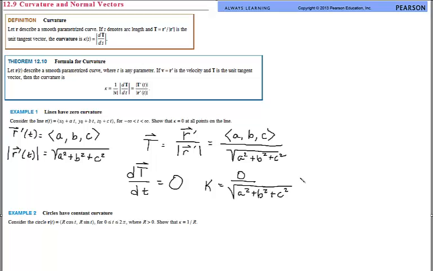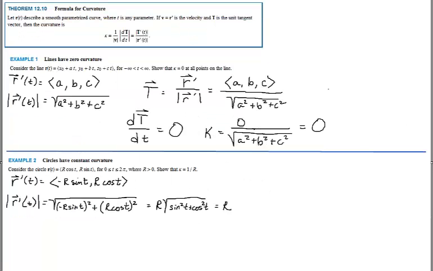So if how the line, how that curve is changing direction in time, is equal to 0, we have proven that the curvature equals 0. On to the next one.